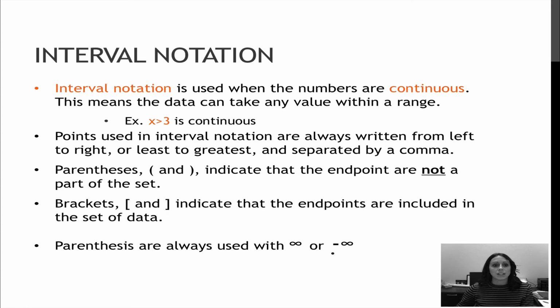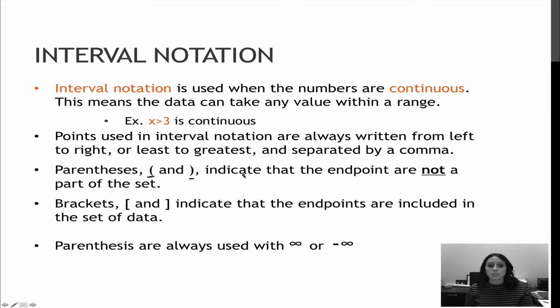So my example here is that x is greater than 3. So we're saying any number that is bigger than 3, like 3.000001, is okay. We're always going to write them, and this is very important, you always write them from left to right, least to greatest, and you use a comma in the middle. Now here, we're going to use parentheses. So on our last example, when we did roster notation, we did the set brackets on each side.